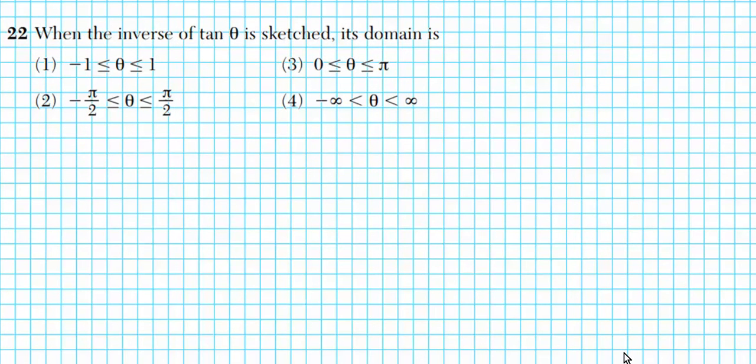All right, let's take a look at number 22. It says when the inverse of tan is sketched, its domain is. So one thing you want to recall, let's write that down real quick. Recall that the domain is the horizontal span of your graphical representation. Okay, is the horizontal span.